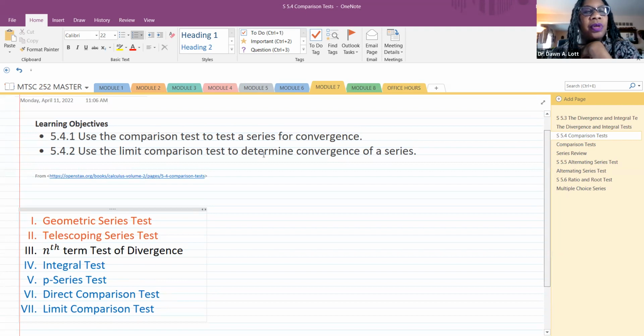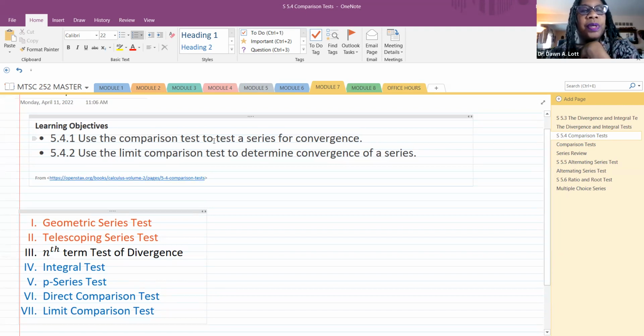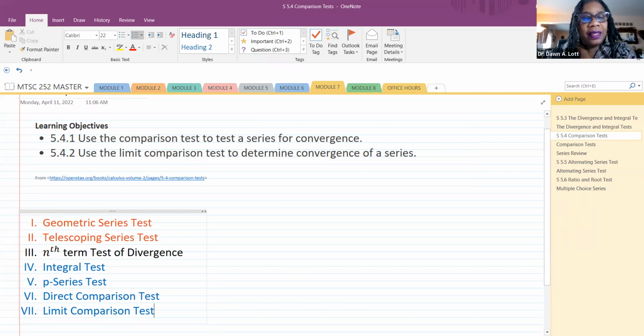And today we are going to learn how to use comparison tests to see if a series converges, and then also to use the limit comparison test to determine if a series converges. Now, I could tell from grading your exams that some of you have seen these tests before. As I looked over your tests, I could see that you're trying to use these tests, and we weren't quite ready to use some of these tests.